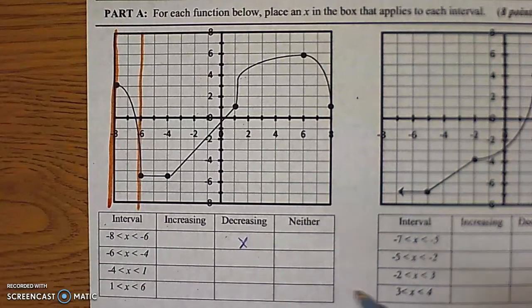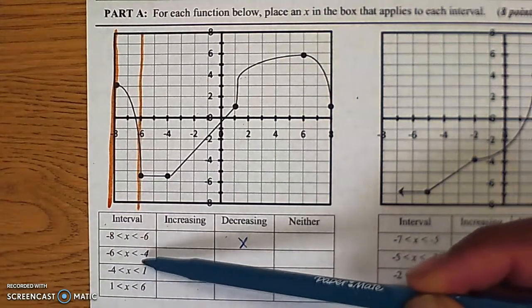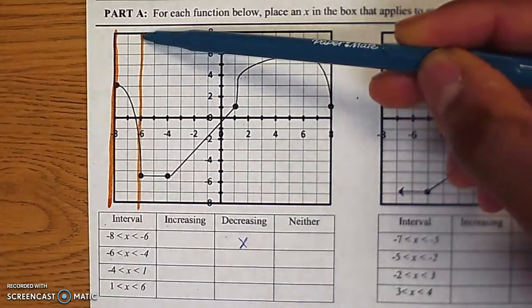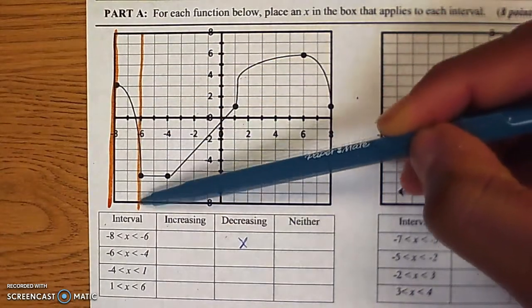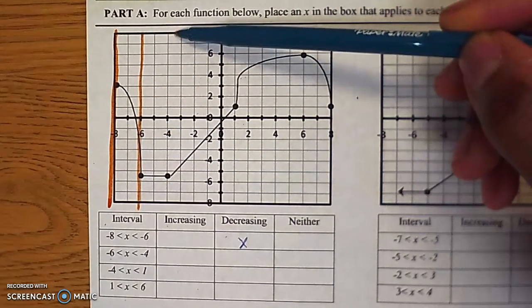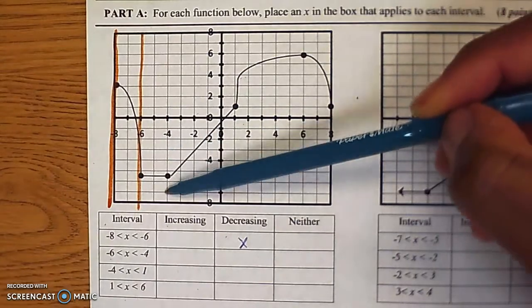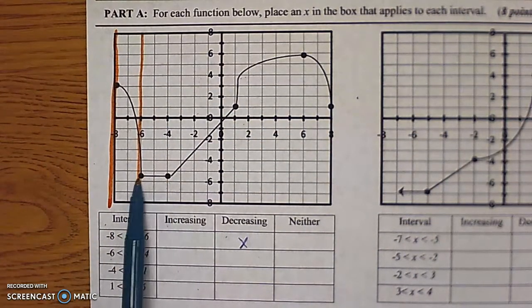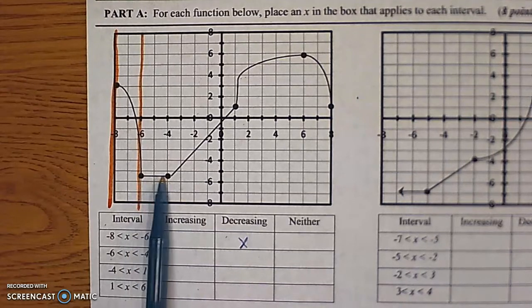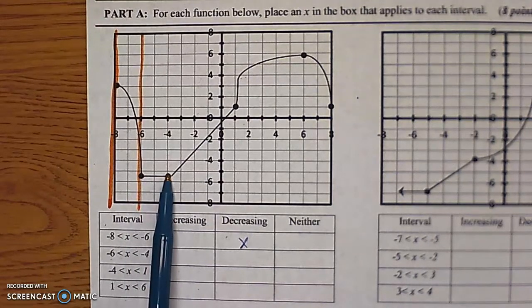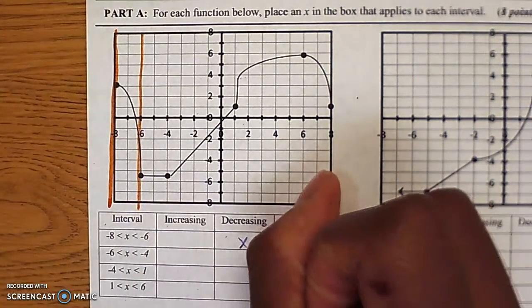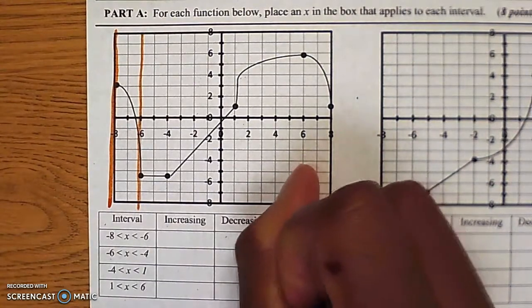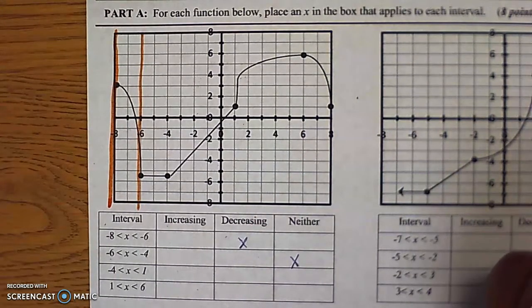So let's continue. Now it says to look between -6 and -4. If I look between -6, which is here, and -4, which is here, what do we see happening in the graph between -6 and -4? There is no upward movement. There is no downward movement. It is just going from side to side, meaning there's no increase. There's no decrease. So we would call that neither, or you could also call that constant.